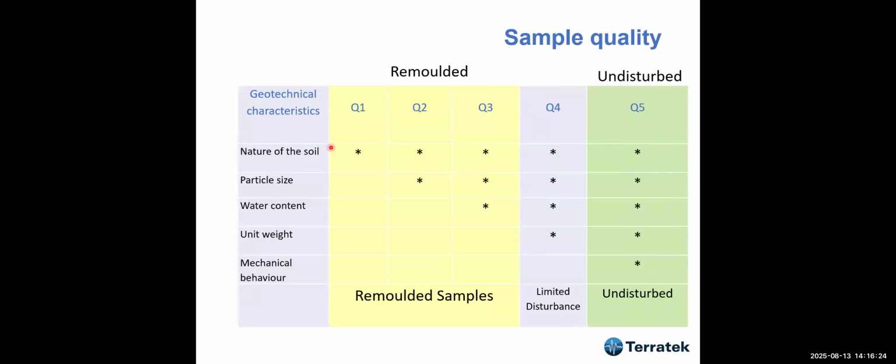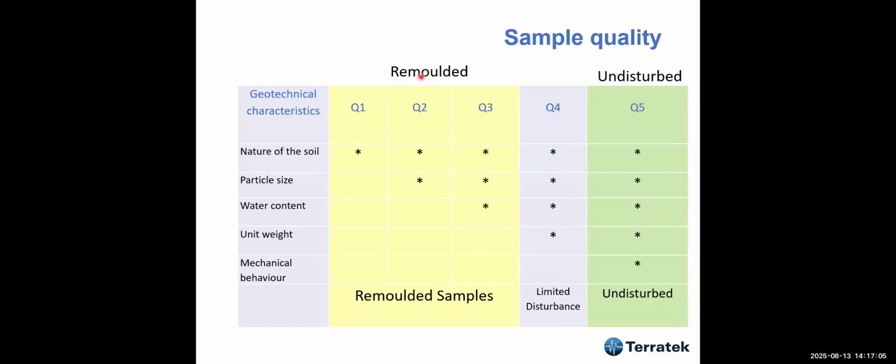And sample quality. This is a classification that a friend of mine, Sangrelat, came up with, and I'm using that from him. So these are geotechnical characteristics that you may be interested in, and which type of sample quality you're looking for. So if you are looking at only the nature of soil, particle size, water content, you just rely on remolded samples from the SPT or something else.